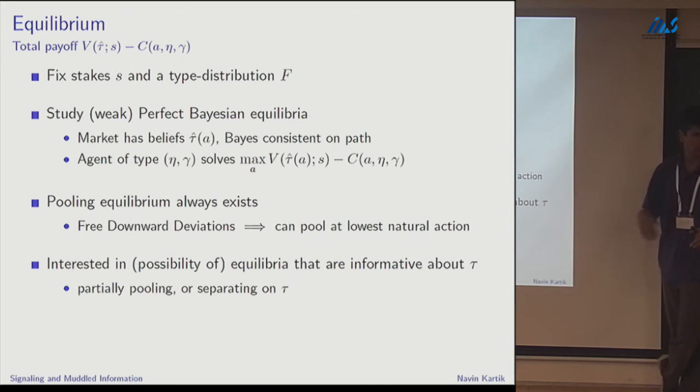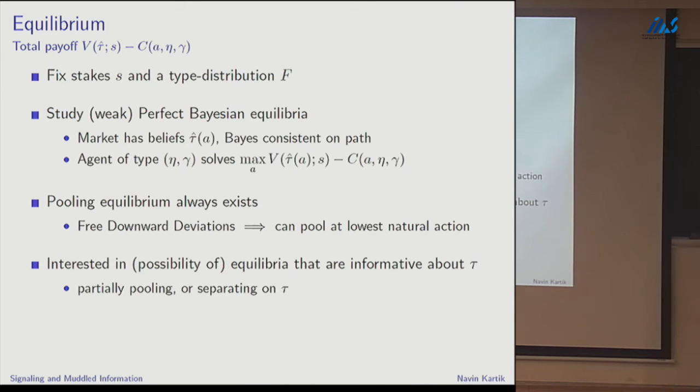If instead it was costly to deviate downward, then this argument doesn't work as simply. The main gist of the results will not really change, but it introduces a bunch of complications that are not worth going into.